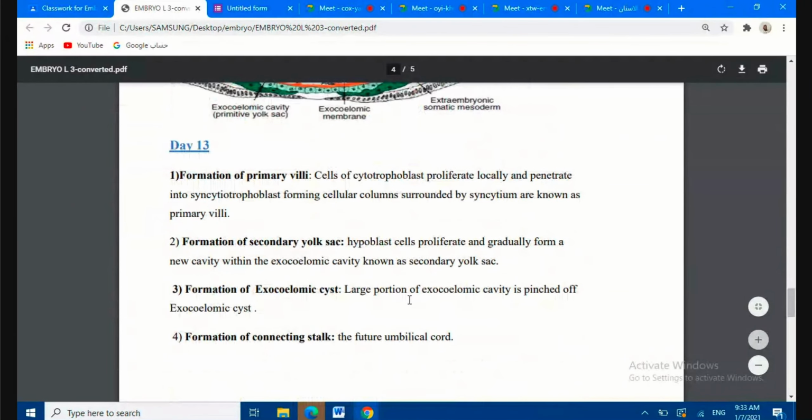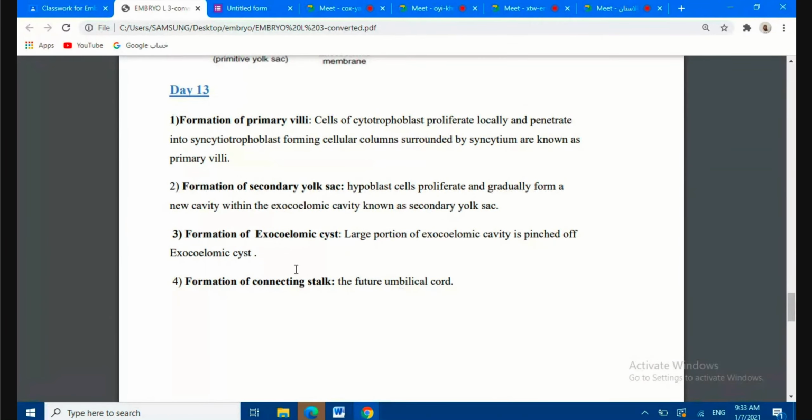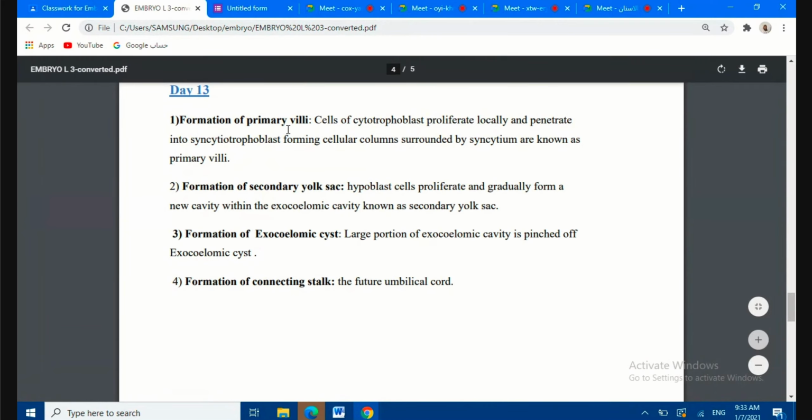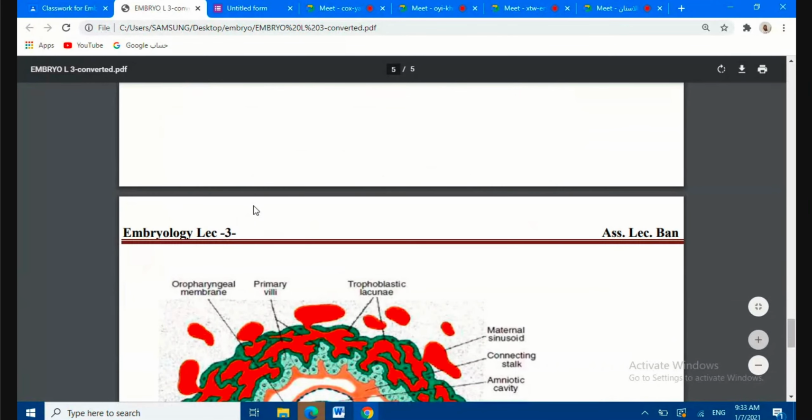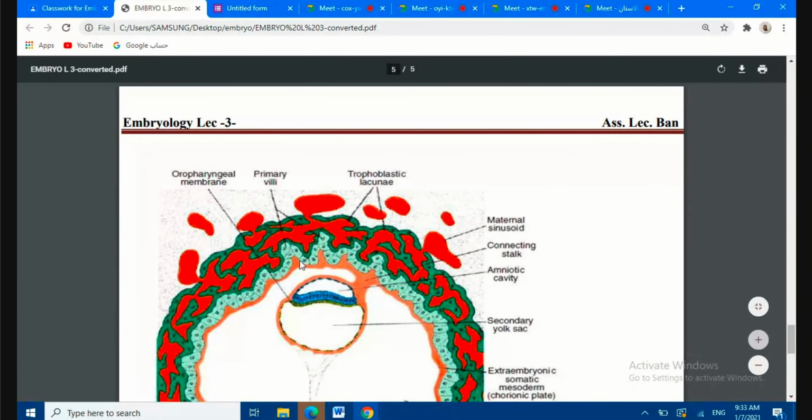So, day 13, which is the last day in the second week of development. So first of all, formation of a kind of structures that we call primary villi. Primary villi. Look at here. خلينا نشوفها. هذه اسمها primary villi. تشوفوها كأنها مثل أصابع. تمام. من دون ما نقرأ اللي موجود أو المكتوب راح نتخيلها إنه هي تحاول تخترق. صح لو لا؟ تحاول تخترق الإيش؟ السنسيشيوم.